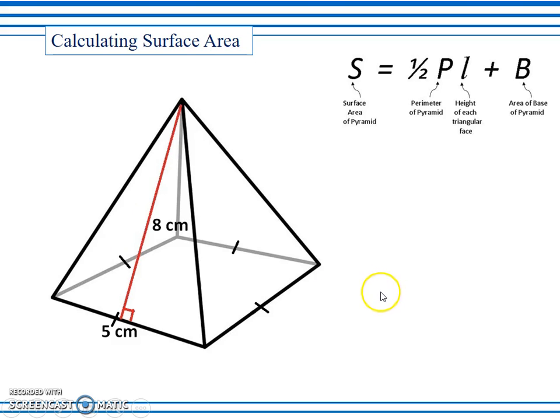So here's an example for you to try. Again, you have a square pyramid. It says that there's one little dash on each side, and this side is 5 centimeters, so each of the sides is 5 centimeters. It's a square pyramid, and the slant height is 8. So go ahead and calculate the surface area of the square pyramid.